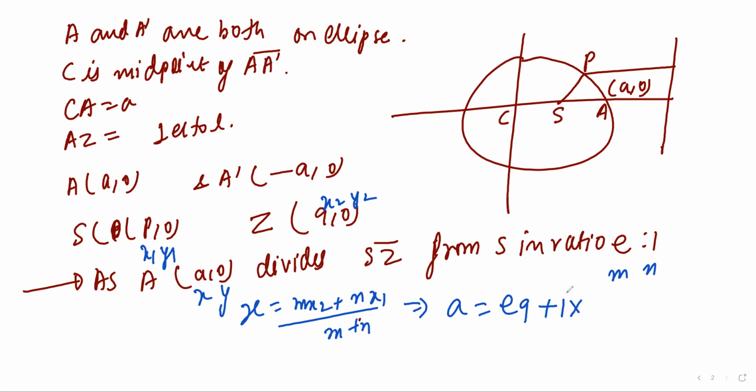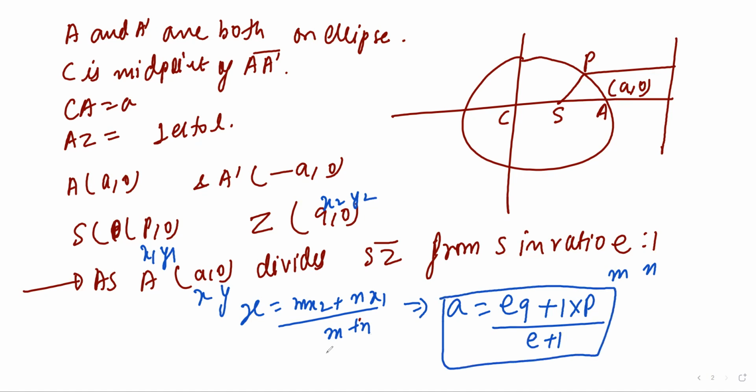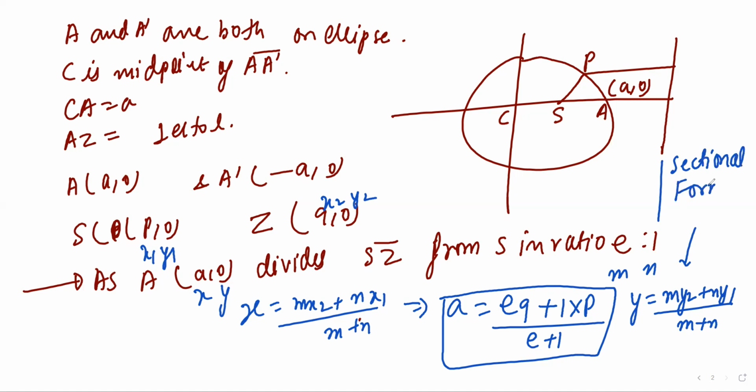X1 we are taking as P divided by m plus n. M is e plus 1. Understood this part? Similarly for y, the formula is my2 plus ny1 divided by m plus n. This formula is called the section formula. I will write here, this is section formula, right?